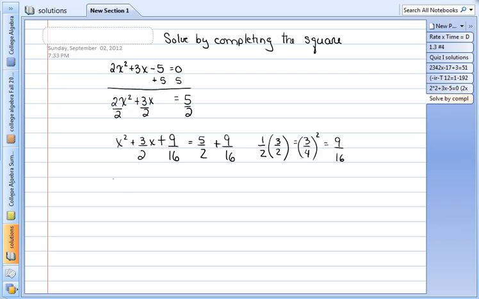And then we factor the left side and then add the right side. To add the right side, you need to get a common denominator of 16ths. So I'm going to multiply top and bottom of that first fraction by 8 to get 40/16 plus 9/16, which is 49/16 when adding those two fractions together.